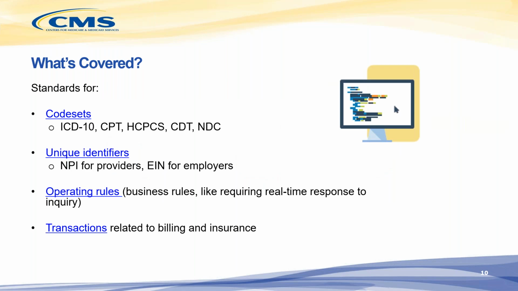What's covered? Code sets, ICD-10, obviously, CPT, HCPCS, CDT, and NDC. Unique identifiers such as the NPI or provider identifier for providers, the employer identifier for employers, operating rules such as business rules or real-time response to inquiries, and transactions related to billing and insurance.